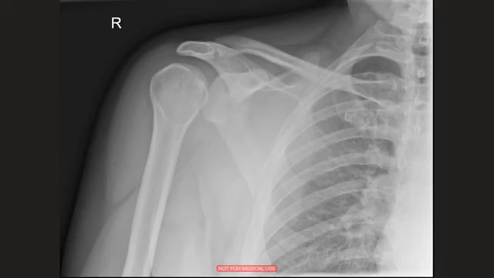This is another case of posterior dislocation. Again, you can see that the glenoid is not completely congruent with the humeral head, and again the humeral head has a light bulb appearance.